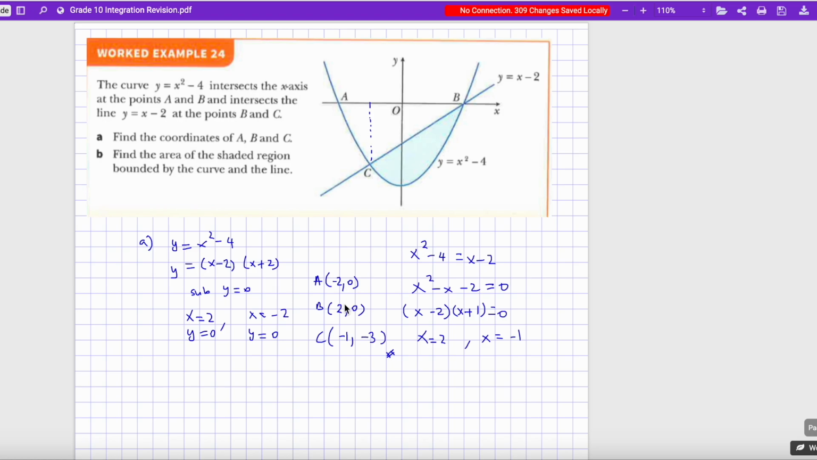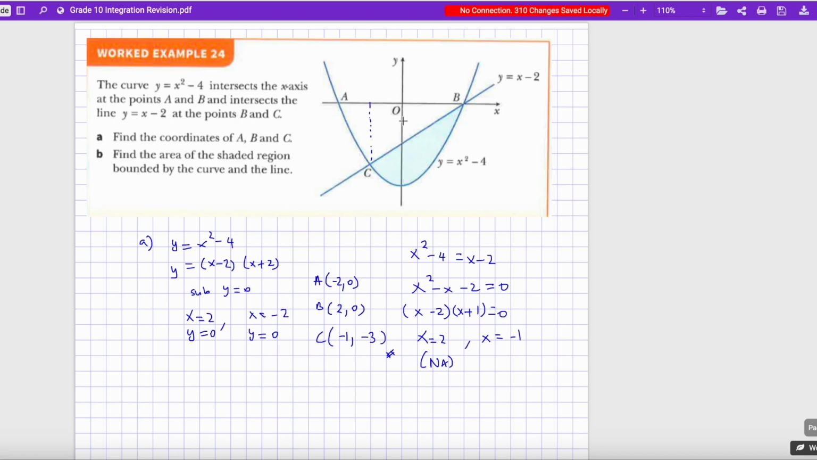For C, I just equate the quadratic function to the linear line, substitute them together and solve it. So I have two answers, x equals 2 and x equals minus 1, but I will reject x equals 2 because I know that is already my point B. So if x is minus 1, then y would be minus 3.